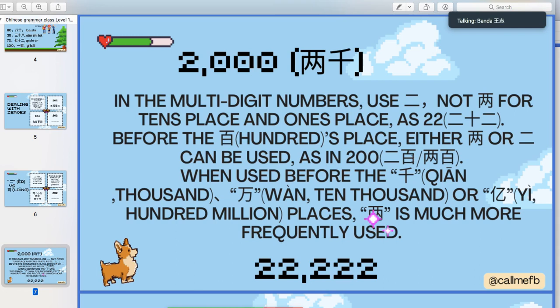But after that, for example with thousands, 10,000 or 100 million, Liang is much more frequently used. So in the first example that we have at the top, 2,000 will be Liang Qian. That will be the reading for that one. Okay, so let's work through this one together.